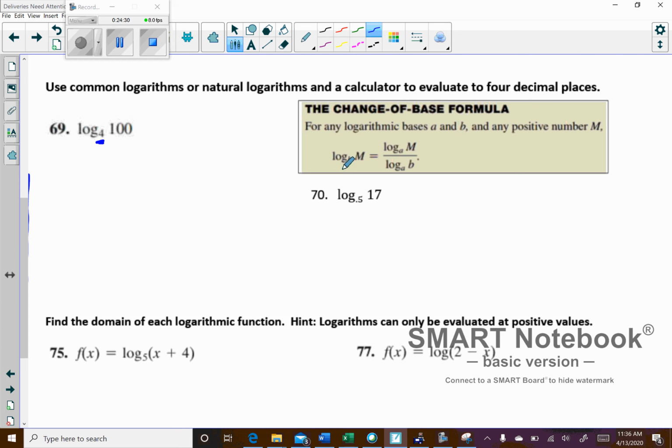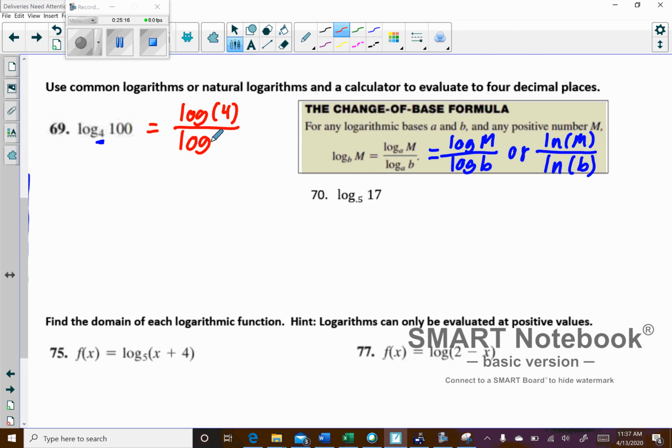So looking at this right here, if I have log base b of m, where b and m are just positive numbers, it doesn't really matter what they are. What you can do is take the log base a of m and divide it by the log base a of b, where a is probably your common log or your natural log. So for example, you would do log of m over log of b, or you could do natural log of m over natural log of b, and that will get you your answer. So looking at number 69, what we're going to do here is write this as log of 4 divided by log of 100.